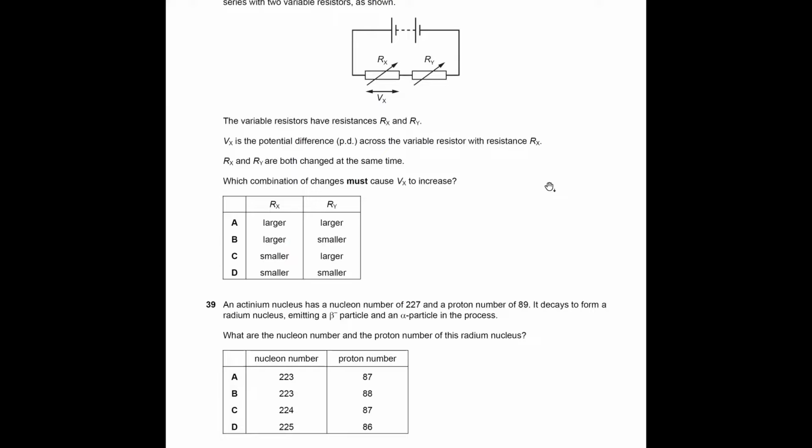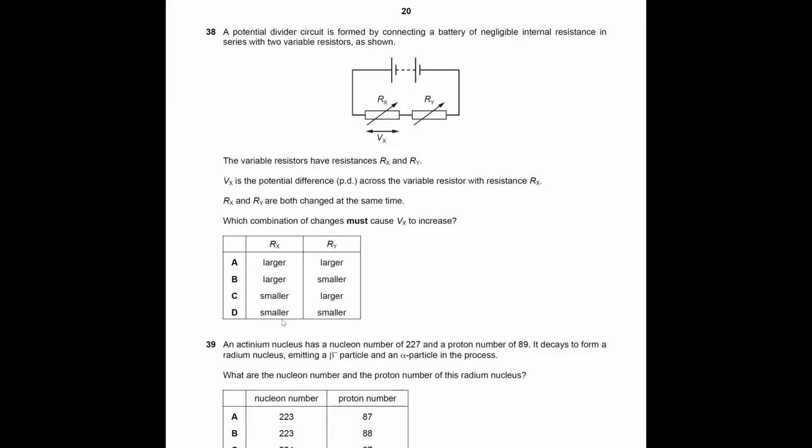Now in question 38, they mentioned that you have a potential divider circuit that is formed by connecting a battery of negligible internal resistance in series with 2 variable resistors as shown. The variable resistors have resistances Rx and Ry, and Vx is the potential difference across the variable resistor with resistance Rx, and Rx and Ry are both changed at the same time. Which combination of changes must cause Vx to increase? You want the one that is going to cause Vx to increase with 100% certainty.